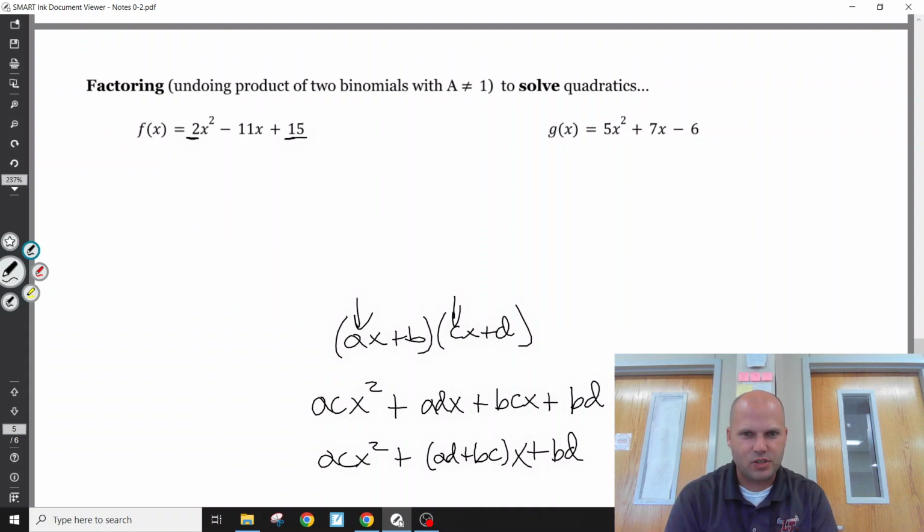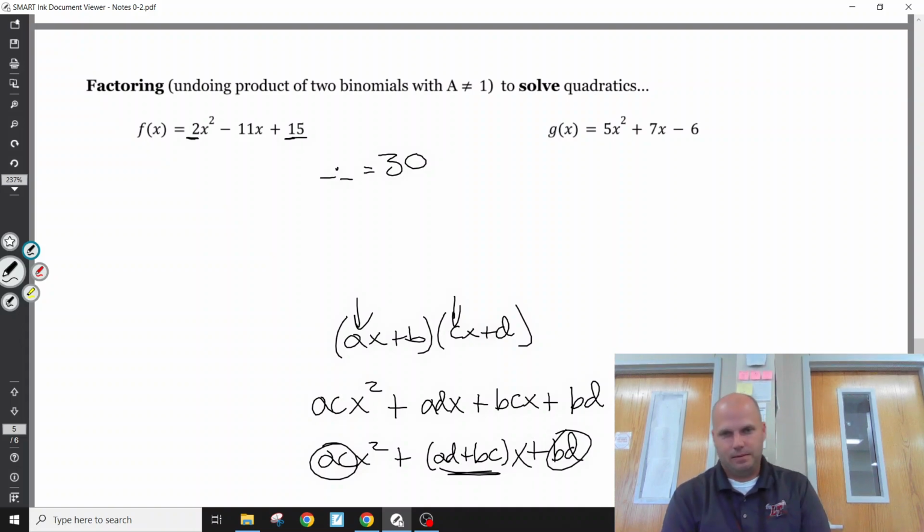Now, A times C includes AC and BD, which includes all 4 of our numbers. And A times C is 30. We are going to find 2 numbers that multiply to get that. But the 2 numbers also need to add to get the middle term. So the middle term, -11, we're going to find 2 numbers that add to get that -11.